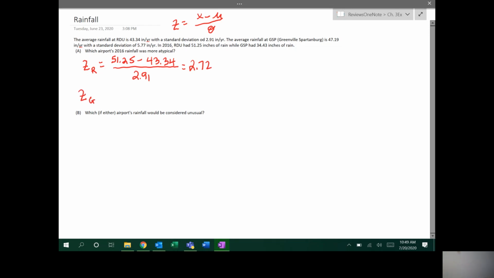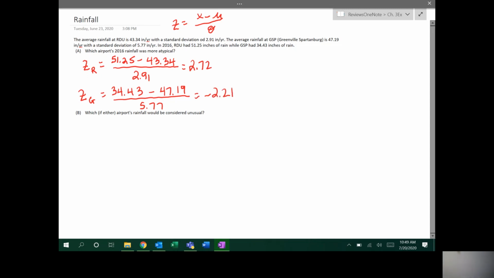And then we will do the same thing for Greenville-Spartanburg Airport. And theirs would look like 34.43 minus 47.19 divided by 5.77. And that gives me negative 2.21.